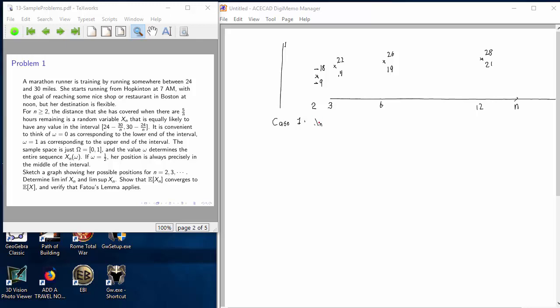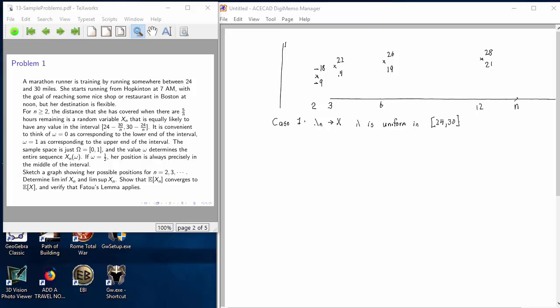the sequence of random variables x sub n, her positions at n equals 2, 3, and so on, converge to a random variable x, and the limit random variable x is uniformly distributed in the interval from 24 to 30, because you can see if you look at the formula for x sub n, in the limit where n approaches infinity, the lower limit of the interval goes to 24, the upper limit goes to 30.